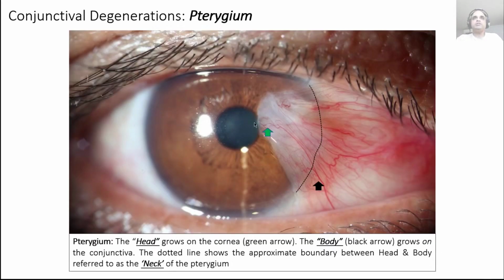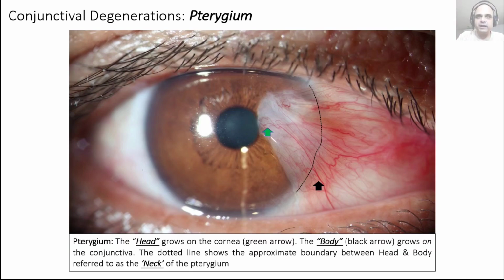So this is a pterygium. The green bit is the head of the pterygium. The dotted line is the neck, which lies at the limbus, and the black arrow is showing the body of the pterygium. This is very close to the visual axis, but is not covering the pupil, so it may not affect the vision, at least not because of its size. It may affect the vision because of its pull if it causes astigmatism. And to check whether it's causing astigmatism or not, we do keratometry, i.e. measure the corneal curvatures.